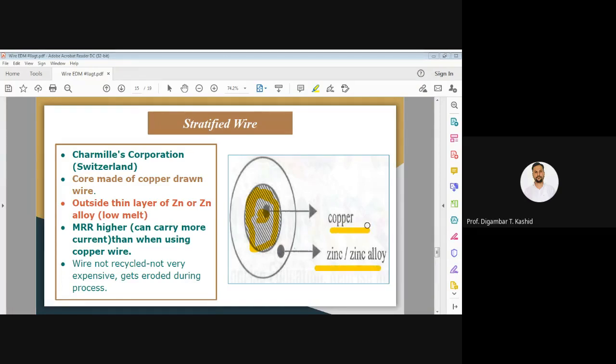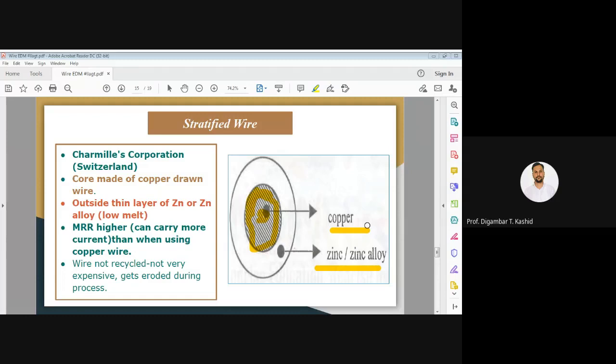Okay, you can see, this core is made of copper. That is a drawn wire. And the outer layer is made up of zinc and zinc alloy, which actually has a low melting point compared to your copper.